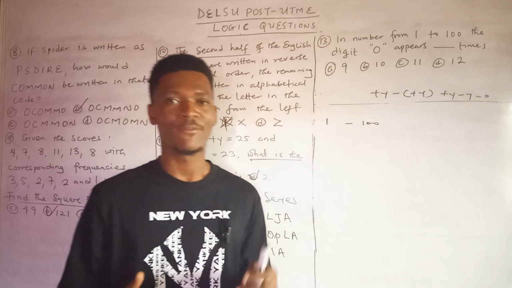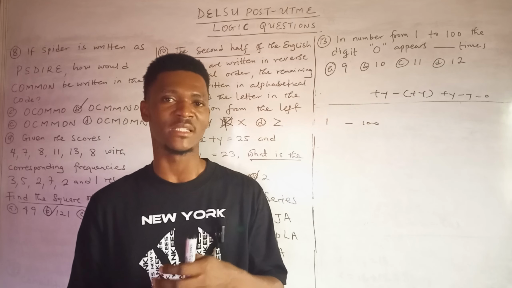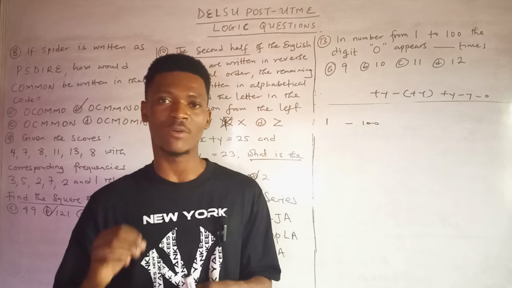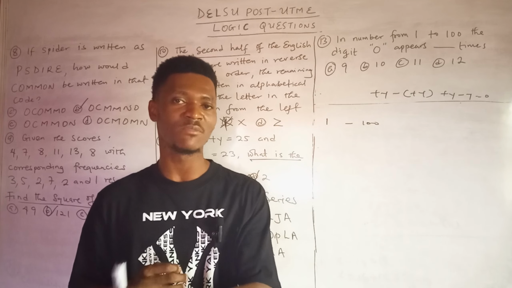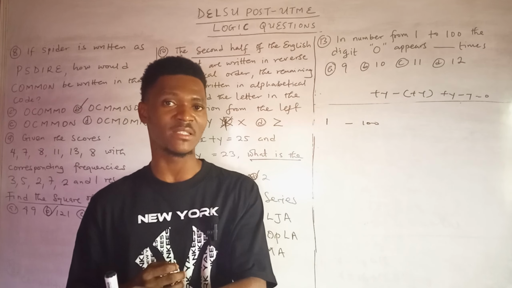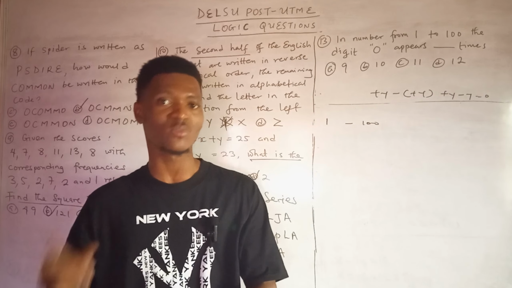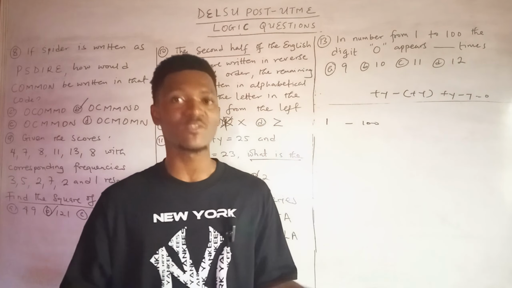You are aware that from 1 to 100, let's start with 1 to 10. 1, 2, 3, 4, 5, 6, 7, 8, 9, 10. You see it now? From 1 to 10, it was only 10 that 0 appeared. And then from 11 to 20, 11, 12, 13, 14, 15, 16, 17, 18, 19, 20. It was only once that 0 appeared from 11 to 20, which is 20. So it just continues like that. So what are you supposed to do? You just use your initiative that 1 to 10 is only 10 that it appears.